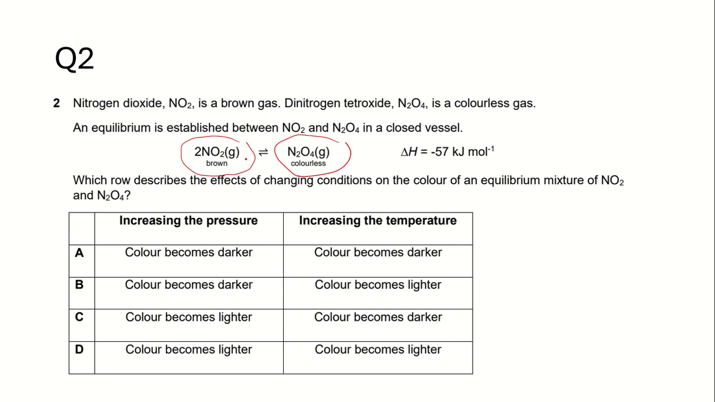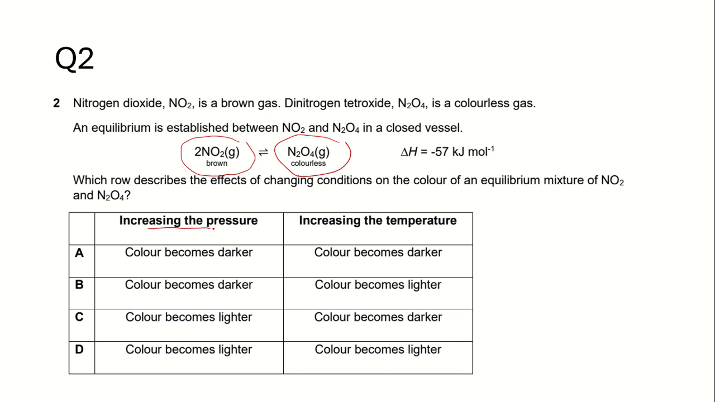Okay, more brown. Now, if the equilibrium position shifts to the right hand side, forming more dinitrogen tetroxide colorless molecules, the color of the whole mixture will become lighter. From more brown to less brown. So the color will fade, become lighter. Okay, now let's look at the conditions in the answers. Increasing the pressure, increasing the temperature.